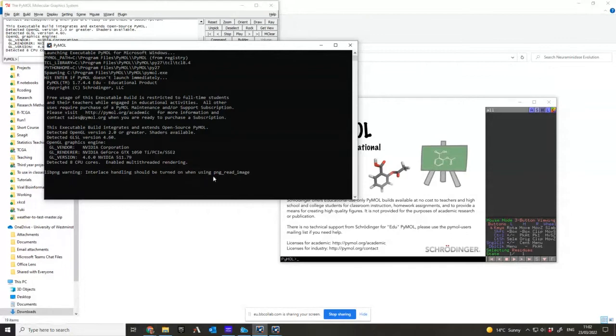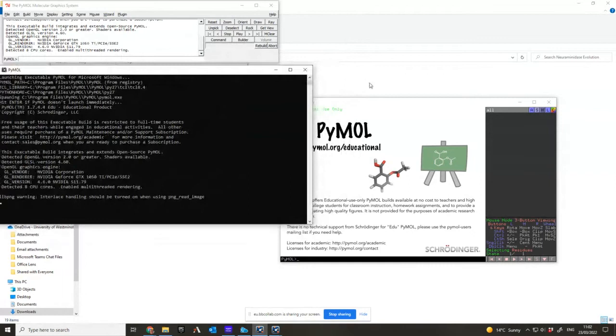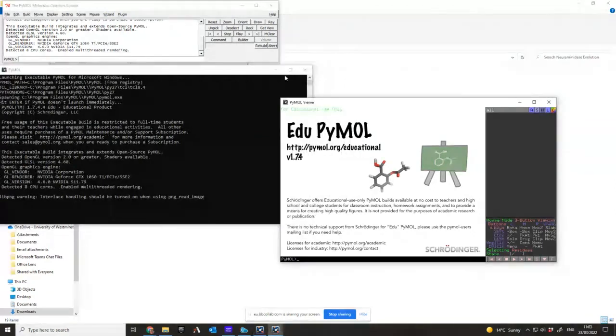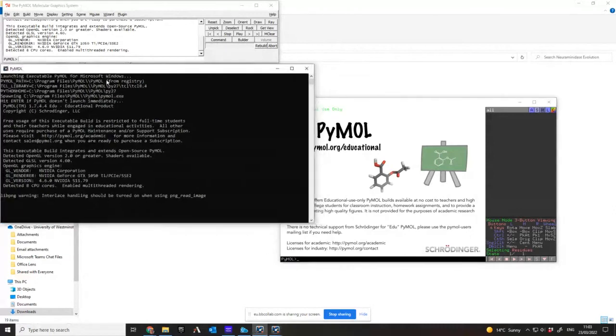So it's given me a warning already about something that's missing. The educational version doesn't have all of the functions of the real commercial version that's produced by a company called Schrödinger. So there are limits on the things that we can do. I think you can't output videos, for example, movies of a certain type, which is slightly annoying, but not the end of the world. Right.